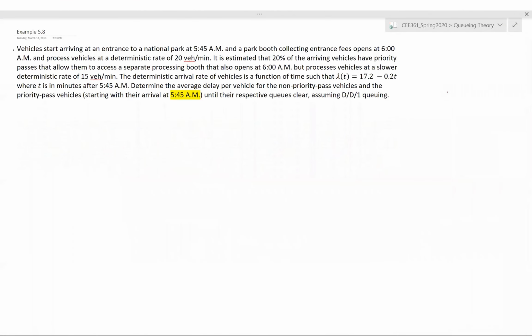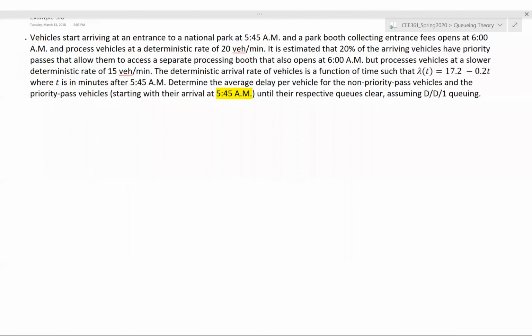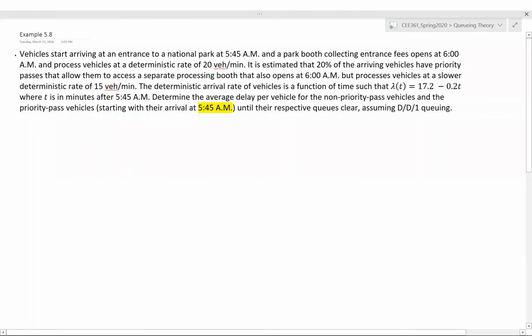Let me expand the screen so we have more room to write. To solve these problems, you need to think in terms of cumulative arrivals and cumulative departures. So let me create a cumulative plot. We're going to have time here, and cumulative number of vehicles. And I leave it like that because it could be arrivals or departures, right?